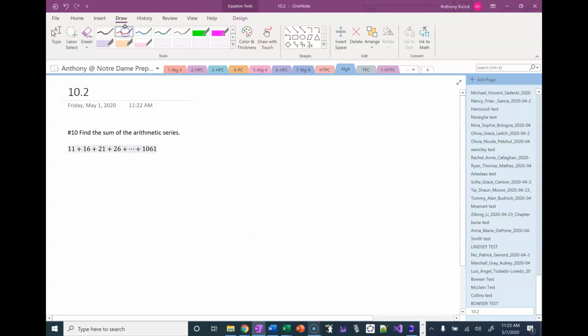Hi, this is a solution for worksheet 10.2, looking at number 10. Here we're asked to find the sum of the arithmetic series. So what I'm going to do is use the formula for the sum of an arithmetic sequence, or series, which is n times (a1 plus an) over 2.